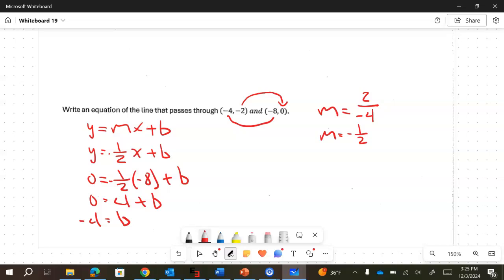So now I have everything I need, right? I had my slope right here. I now have my y-intercept. I can write my equation. Y is equal to -1/2 x minus 4.